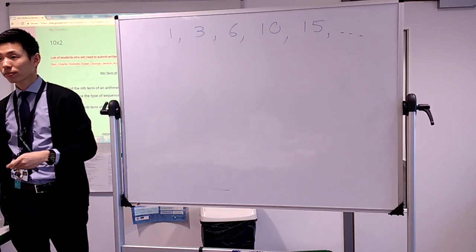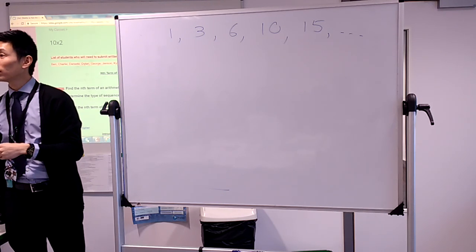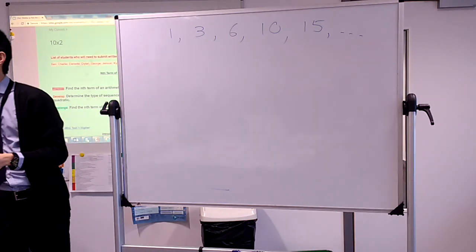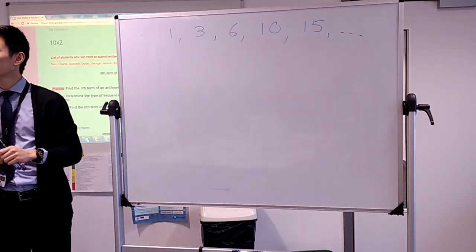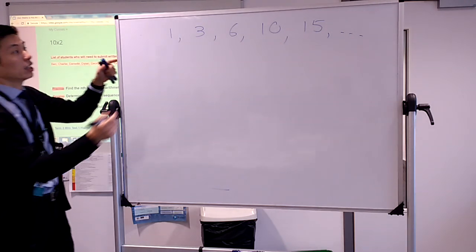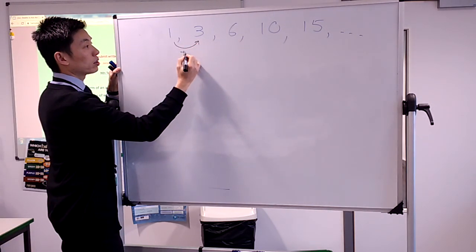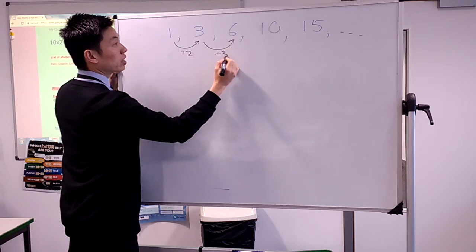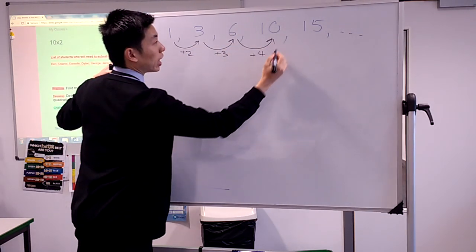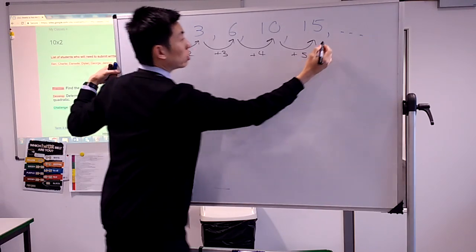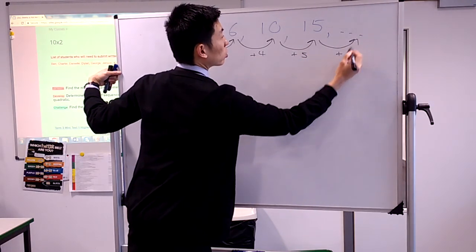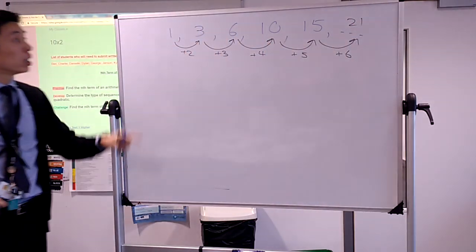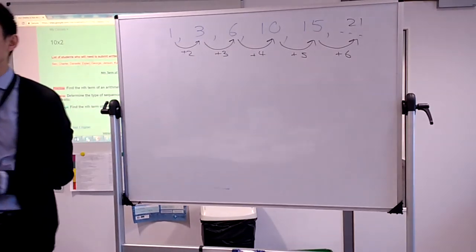It's 21. Why? Because it's adding 2, then it's adding 3, adding 4, and adding 5. So that means the next number must be adding 6, so it's 21. Okay, good. What is the name given to this sequence?